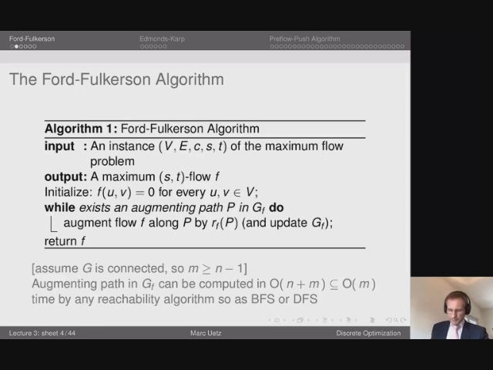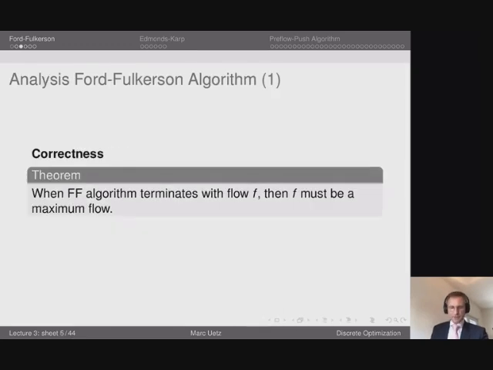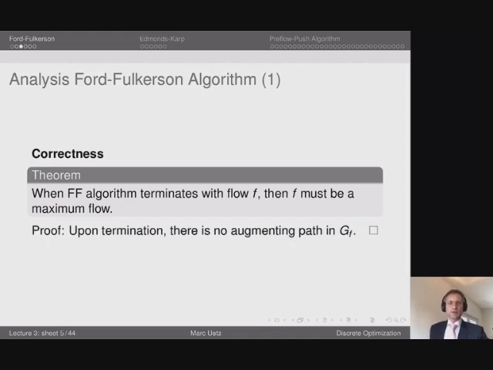All right, so let's look at the analysis. The first is the correctness proof. The statement is as follows: when the Ford-Fulkerson algorithm terminates with flow F, then this flow F must be a maximum flow. And that is, of course, a direct consequence of our characterization, because when the algorithm actually terminates, there is no augmenting path in the corresponding residual graph. Hence, the flow must be maximal. Okay, nice. Let us have a brief outlook on what comes in one of the later lectures as well.